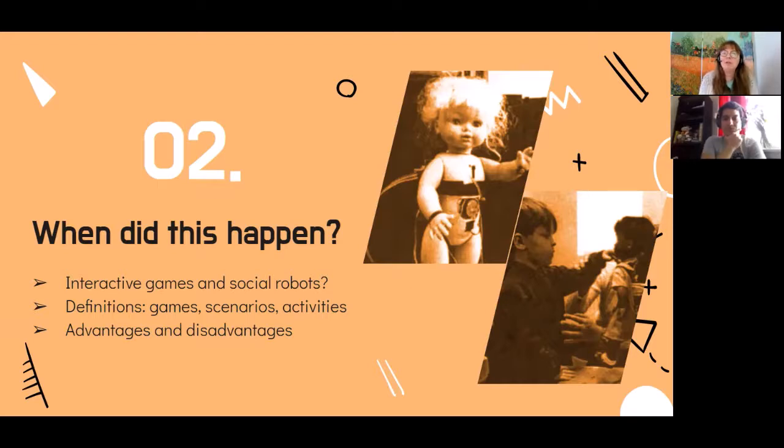So this robot could, for example, move its arms up and down and in different ways. And then we involved children with autism, and the objective of the game was that they imitate. Learning about imitation skills is very valuable for children with autism.